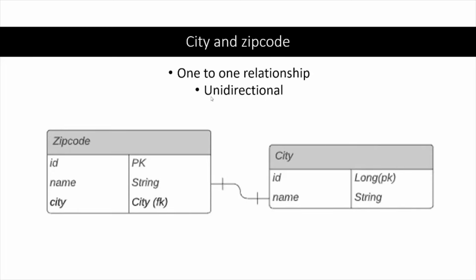The city and the zip code entities will have a one-to-one relationship. This means that a city can only have one zip code and a zip code can only have one city. This relationship is unidirectional, which means that zip code has a reference to the city entity, but city does not have a reference to the zip code entity.